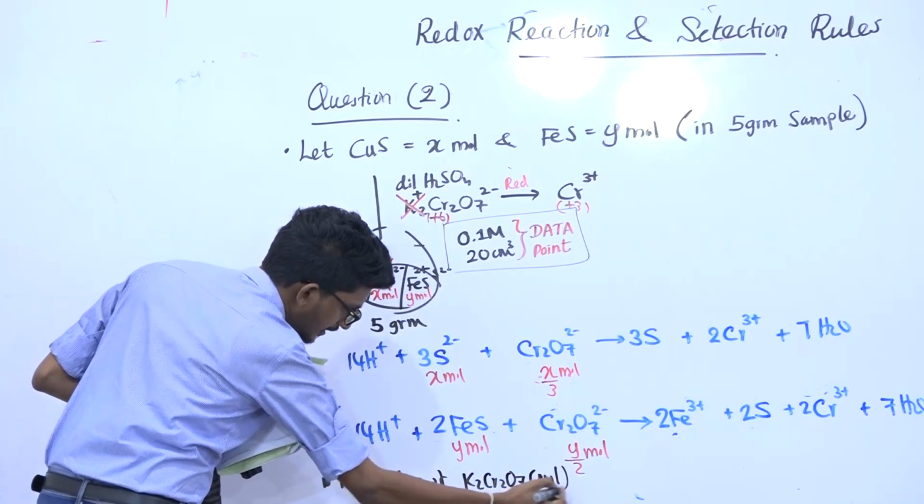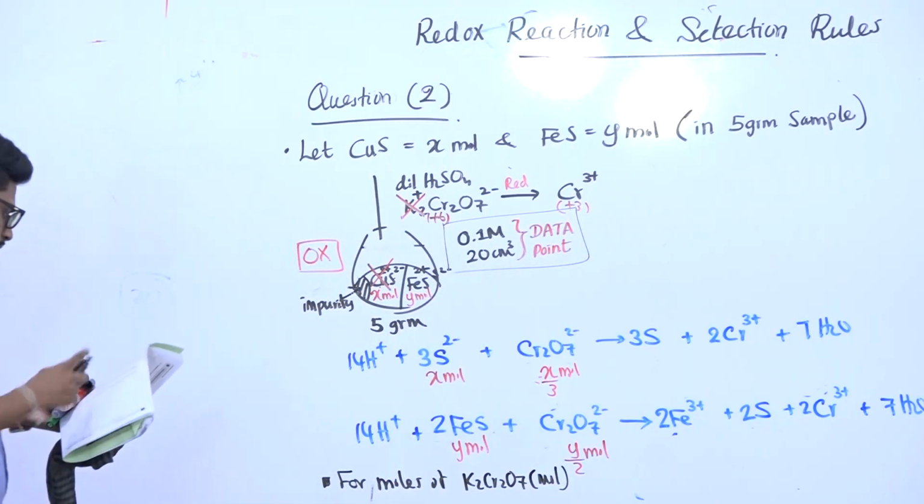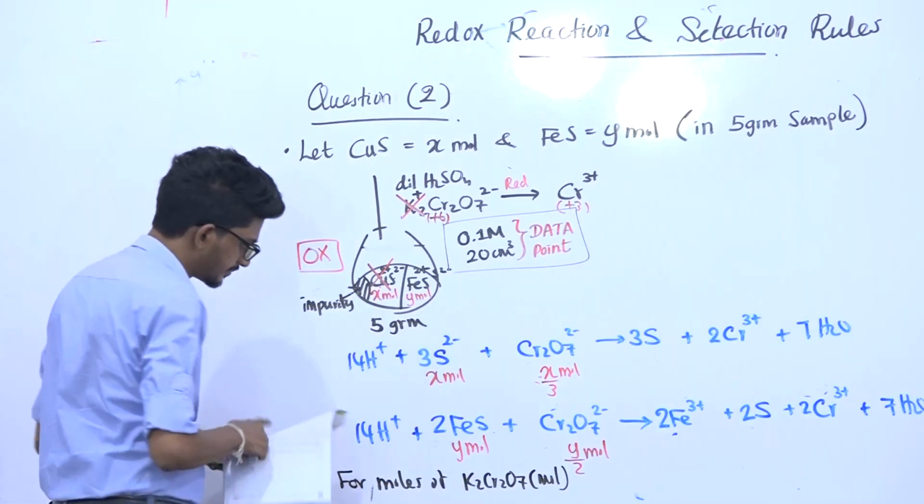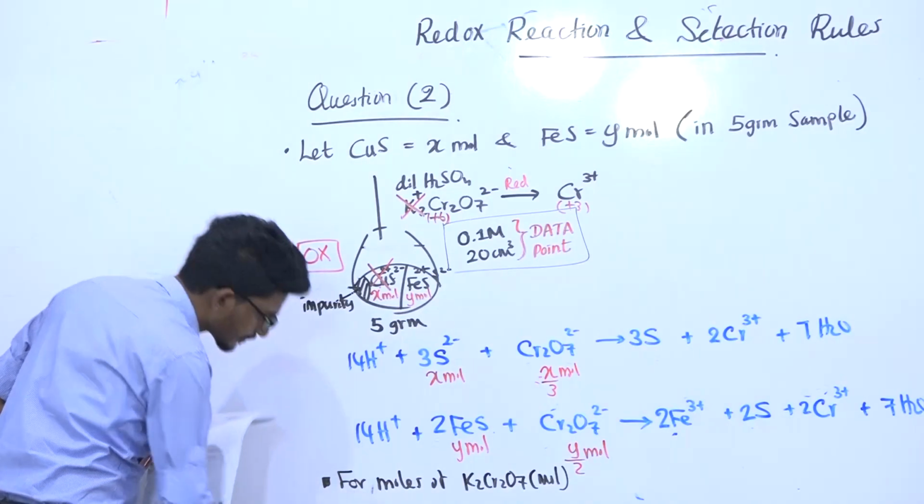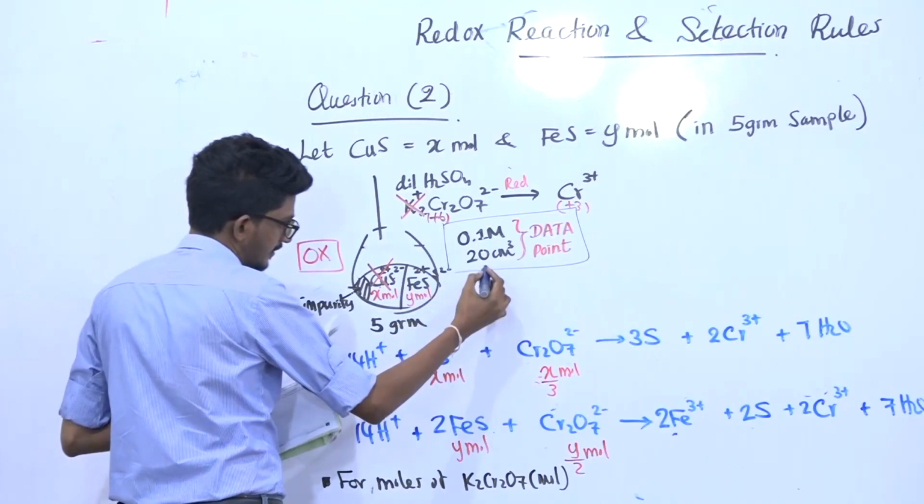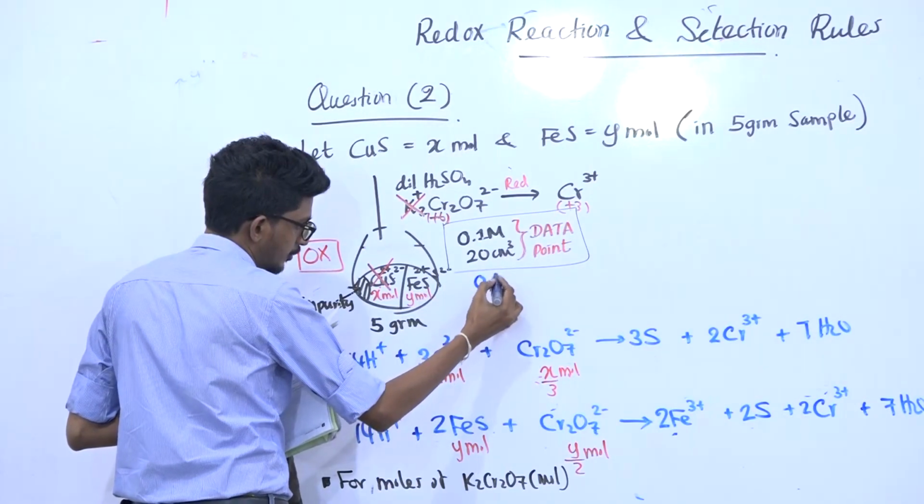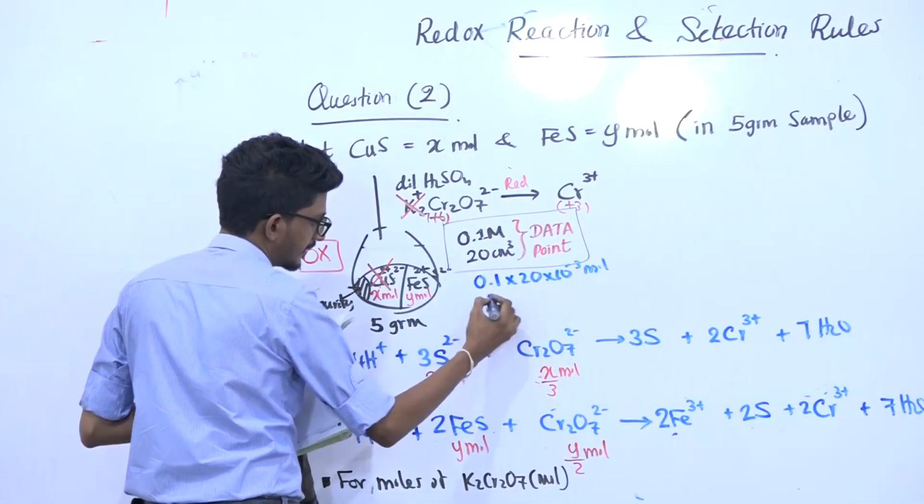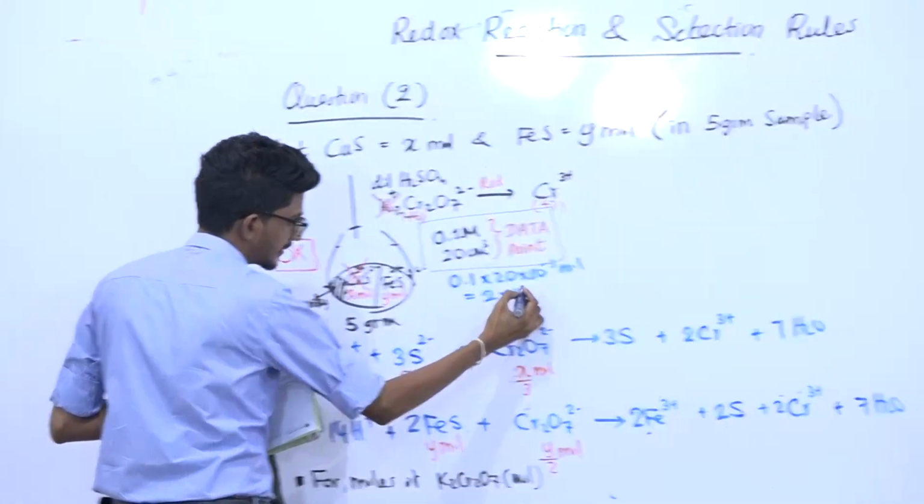In terms of moles, we are writing this one, right? So moles of dichromate can be found with the use of CV data. That is 0.1 into 20 into 10 minus 3, that is 2 into 10 minus 3.